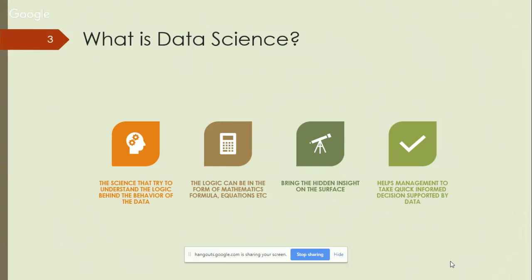So first things first, what is data science? You must have heard about science in your school time. And when you say science, there is always a reason behind any change. There's always a logic behind any change. And when we talk about data science, we are referring to the same vertical of science where we look for a cause. We look for a cause for the behavior of the data.